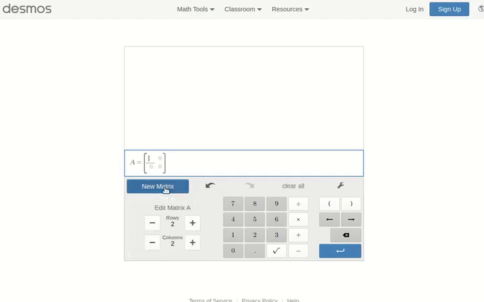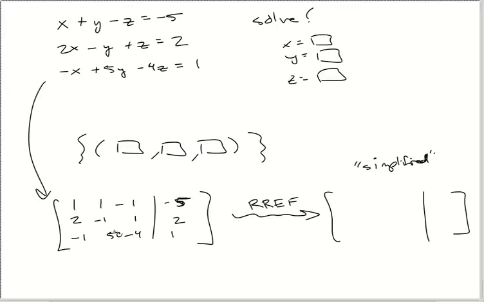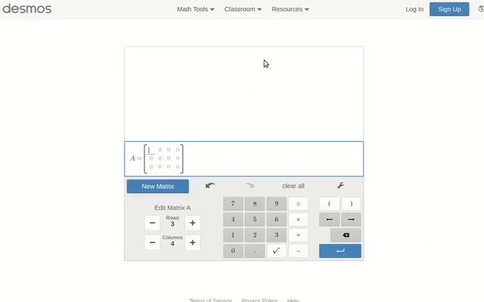First off, I need to put in a new matrix, and this one is going to be a 3 by 4. If you go back, you can see 3 by 4. Now, notice there's that augment line that I was talking about last time. We don't need to put that. Desmos does not include it. I can't put it in there even if I wanted to, so I'm just going to do the best I got here. So 1, 1, negative 1, negative 5. I'm just copying them down. 2, negative 1, 1, 2, negative 1, 5, negative 4, 1.